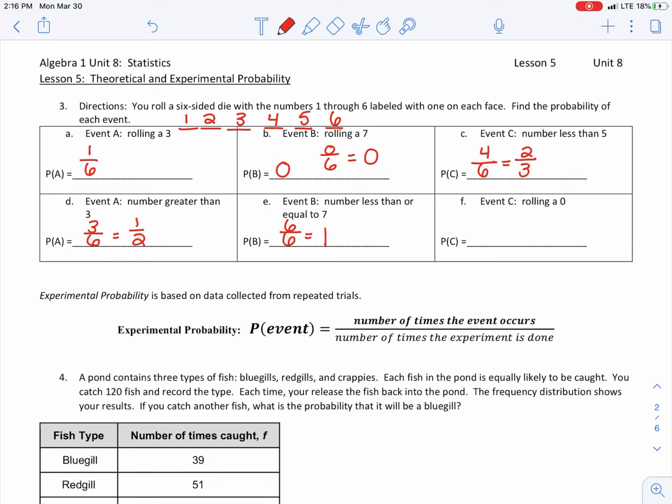Okay, rolling a 0, 1, 2, 3, 4, 5, and 6, there's not a 0 there. Okay, so the probability of rolling a 0 is 0 out of 6, which just reduces to 0.